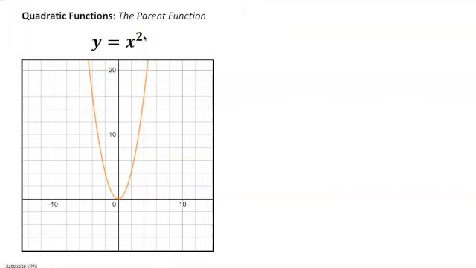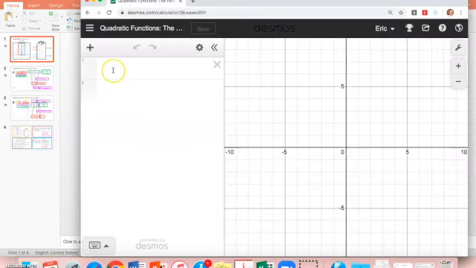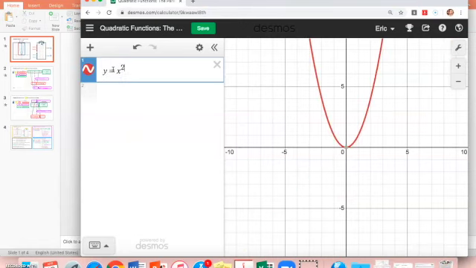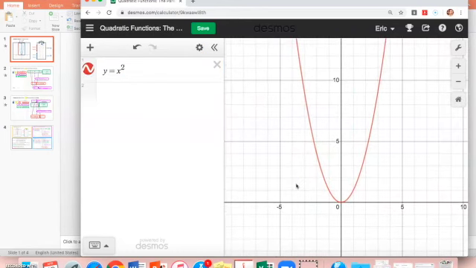So quad, think of 4, like a square. Sometimes we'll say x to the second power is x squared. So quadratics are just x to the second power. I'm going to show you on Desmos real quick what that could look like. So the reason we call this a parent function, think about your parents, like you came from your parents, right? So this is the most basic original version of a quadratic function. It's just y equals x squared and it just curves.